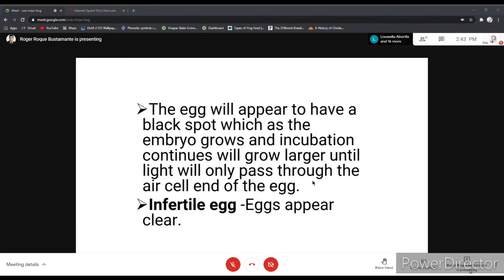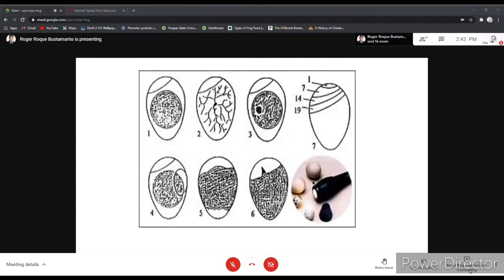So eggs appear to have a black spot as the embryo grows, and as incubation continues it will grow larger until light will pass through the air cell of the egg. So infertile eggs appear clear. These are the steps. In egg development, you can see the air cell at day 1 is still small, at day 7 it has become bigger, until it is nearly ready to hatch. At day 19 the air cell enlarges because the breathing is faster.